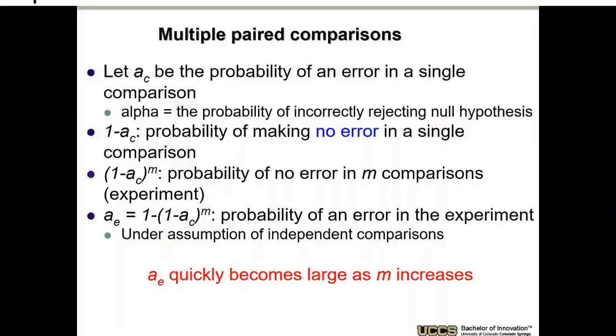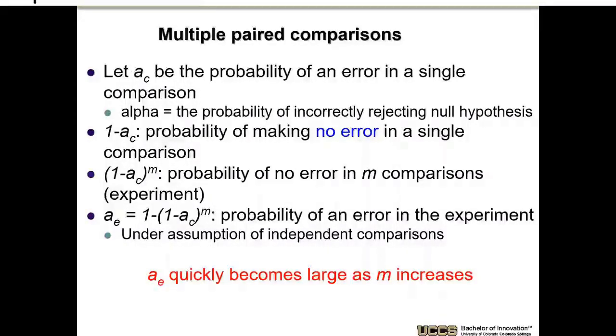So let's talk about first the problem that occurs. If I let alpha sub c be the probability of an error in a single comparison, right? So the probability of rejecting the null hypothesis, then the probability of making no error in a single comparison is by definition 1 minus alpha c, right? That's what we mean. So that's my experimentation where I compare two things, and I've said, given my model assumptions, if all those assumptions are true, then here's the probability that I've rejected the null hypothesis when I shouldn't.